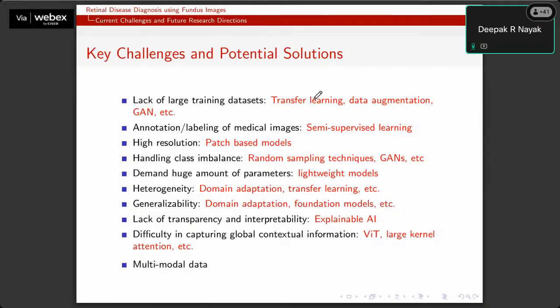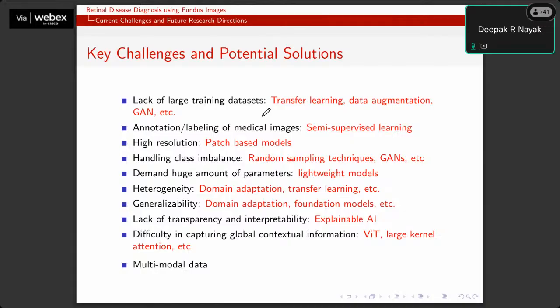I already mentioned transfer learning also helps us to some extent. Data augmentation also helps to some extent. If you want, you can also go for generative models to generate some synthetic images and integrate them with the training set so that the training set size will be bigger. Then you can train the whole model with the help of the synthetic as well as the original images which you have.